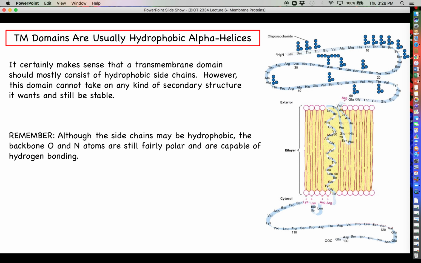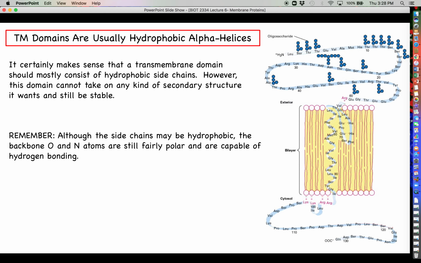It's not always just about the side chains. We need to think about the backbone as well. And the backbone still contains atoms that are capable of participating in hydrogen bonding, meaning that they're actually polar. We're talking about the nitrogen and the carbonyl oxygen that make up the backbone and make up the peptide bond. So those are still fairly polar atoms.